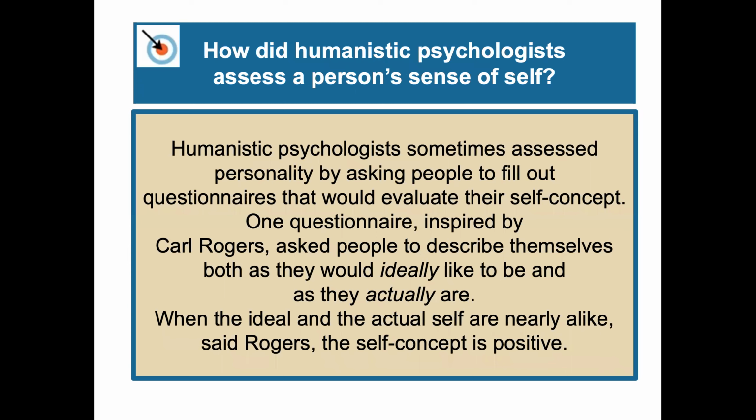How did humanistic psychologists assess a person's sense of self? Well, humanistic psychologists sometimes assess personality by asking people to fill out questionnaires that would evaluate their self-concept. One questionnaire inspired by Rogers asked people to describe themselves both as they would ideally like to be versus how they actually are. Something to think about: think about what you'd ideally like to be like and what you're actually like. When the ideal and the actual self are nearly alike, according to Rogers, the self-concept is positive.